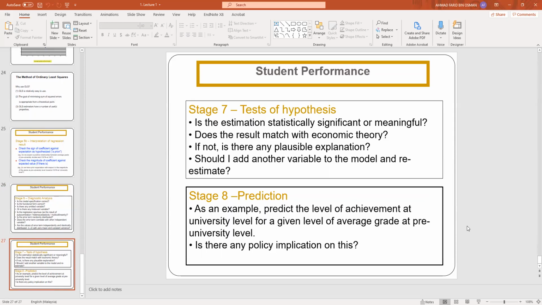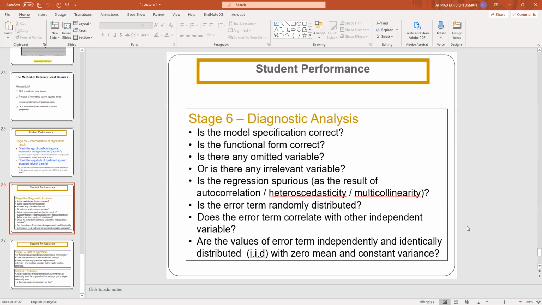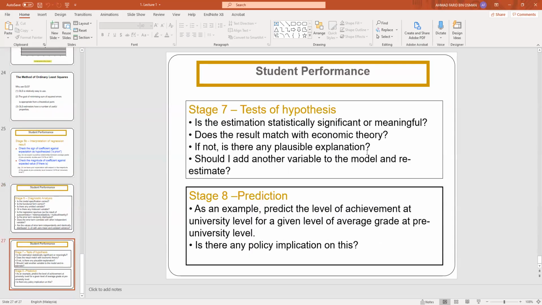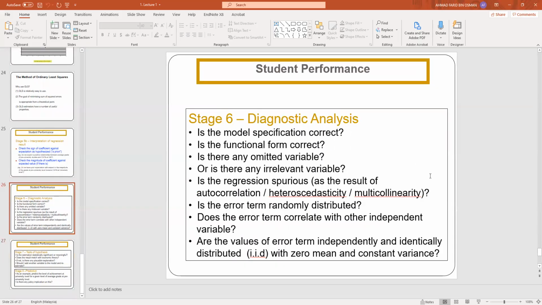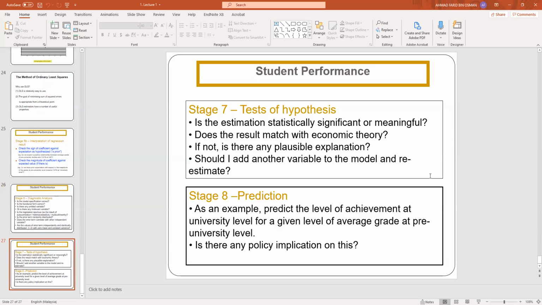The next step is to perform hypothesis testing. So if the model passes all these diagnostic checks on the model as well as the residuals, then you can use the model to perform hypothesis testing. In order to answer the question: is the estimation statistically significant or meaningful? That is, whether the relationship between y and h of x is significant.